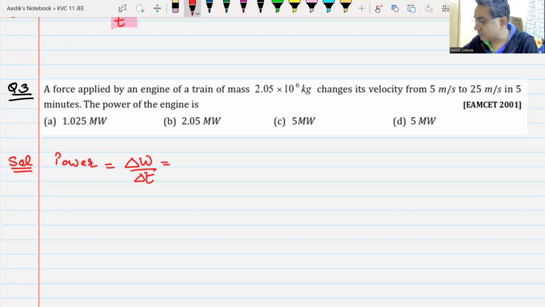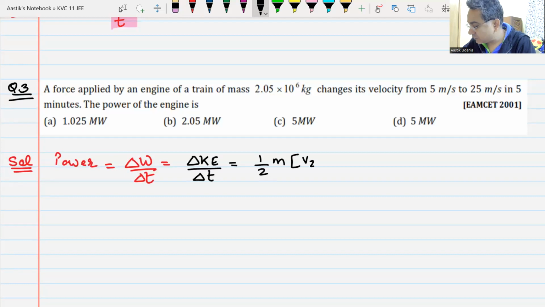I have to find out the total work and what is work done. If you go back to this chapter, it is change in kinetic energy. So I have to find out the change in kinetic energy and divide it by the time. How do I find the change in kinetic energy? It is half m into v2 square minus v1 square, final velocity minus initial velocity, divided by the time.